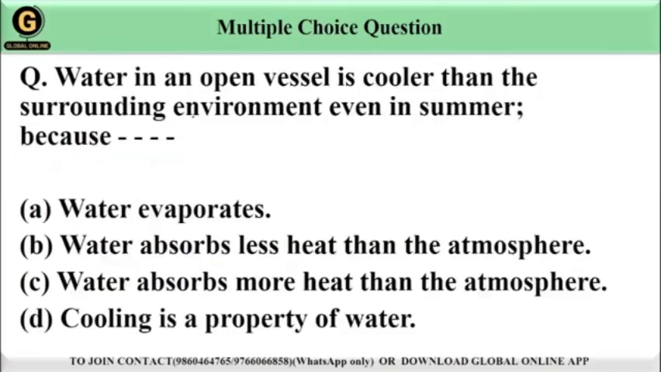Let's see the next question. Water in an open vessel is cooler than the surrounding environment even in summer because dash dash. We have options for this. Option A, water evaporates. Option B is water absorbs less heat than the atmosphere. Option C, water absorbs more heat than the atmosphere. And option D, cooling is a property of water. So students, the condition given is water which is kept in open vessels. So as we all know, water has a property of evaporation.